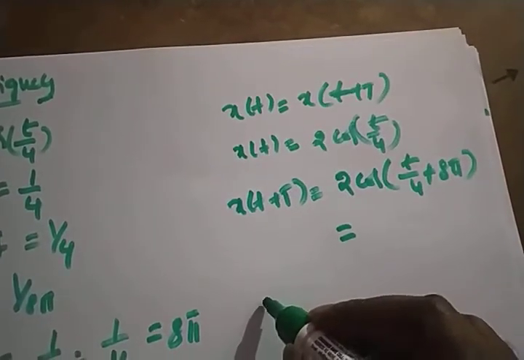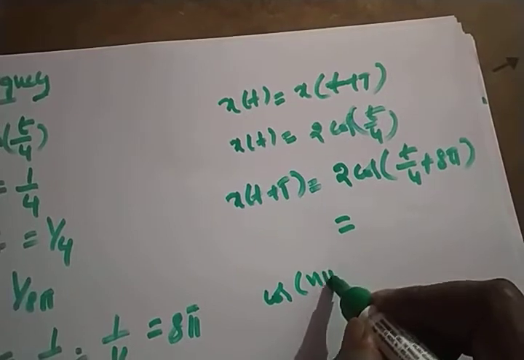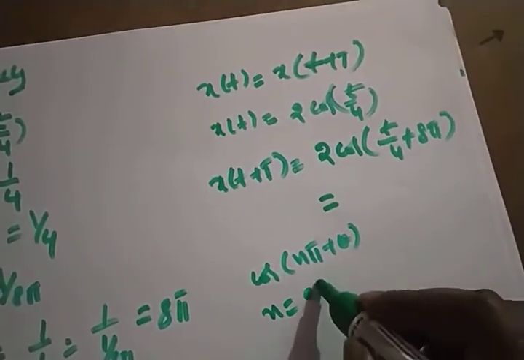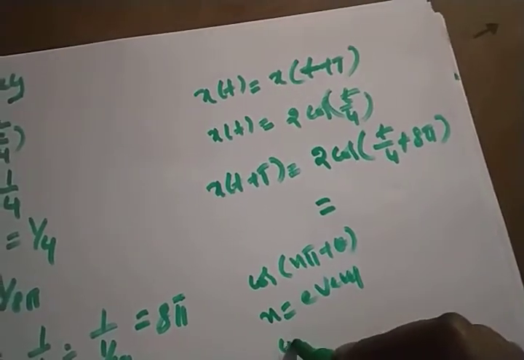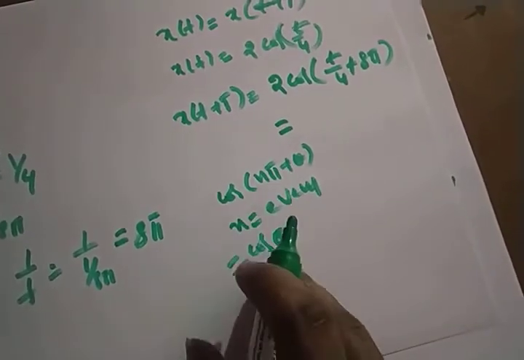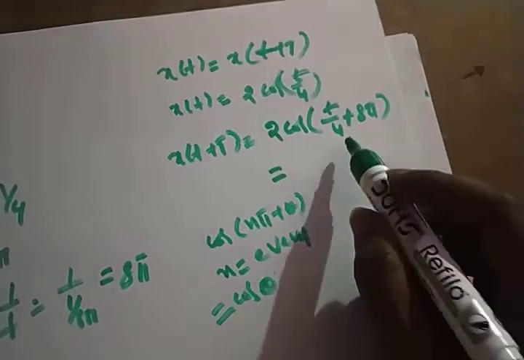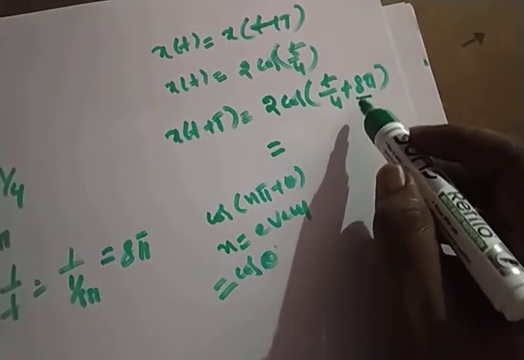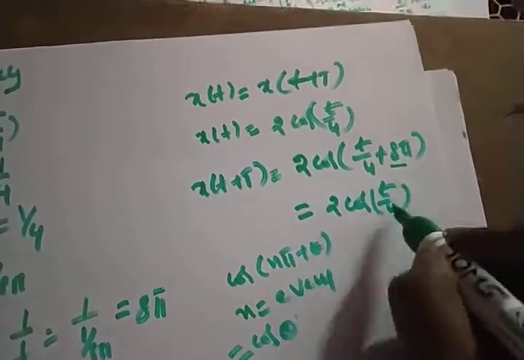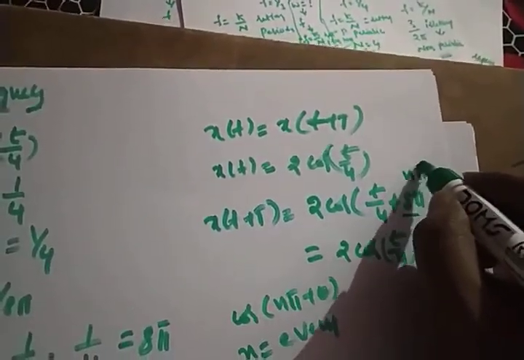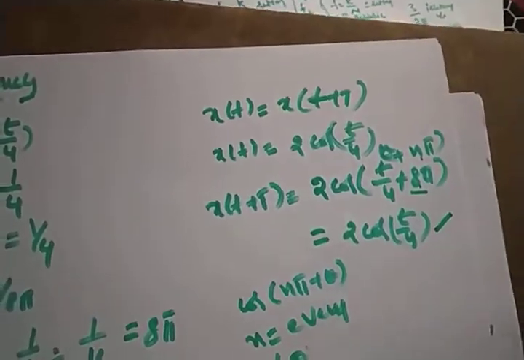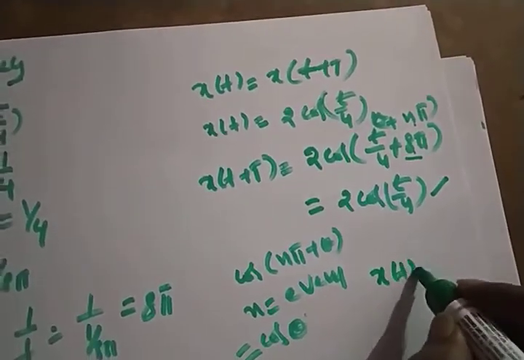It is in the form of cos of n pi plus theta, right? If n is an even number, cos of n pi plus theta is equal to cos theta. Here n is 8, which is nothing but an even number. So the value is 2 cos of t by 4 itself. Theta is t by 4. So from this you will get x of t is equal to x of t plus T.